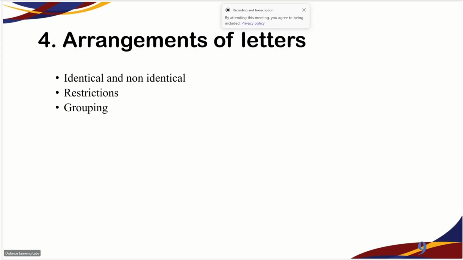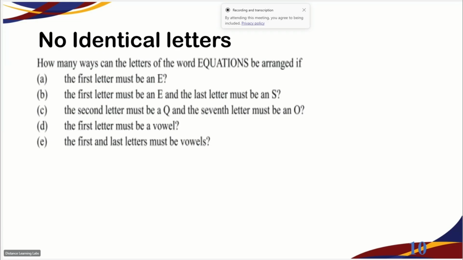In how many ways can the letters of the word arrangements be arranged if all the vowels are grouped together? Meaning on the arrangements of letters, there can be identical and non-identical letters, there can be grouping, and also there can be restricted positions. Let's check the examples that we have. Hopefully this example is clear enough. This is for the non-identical letters in a word, a word that has no identical letters.